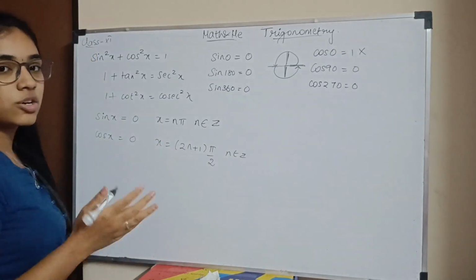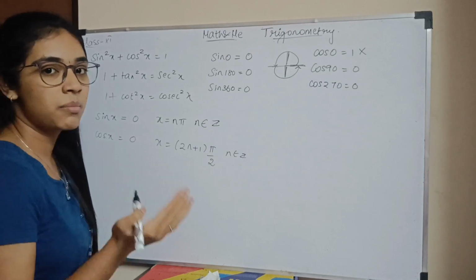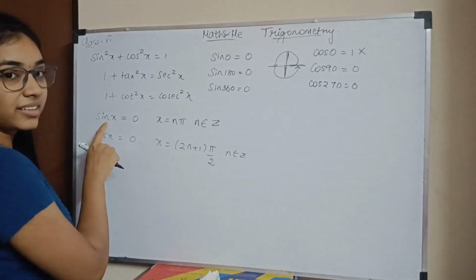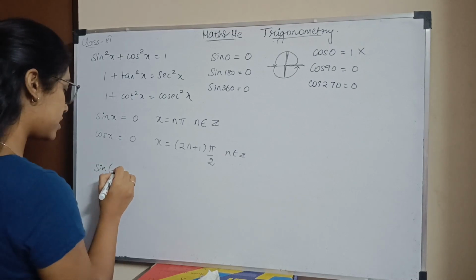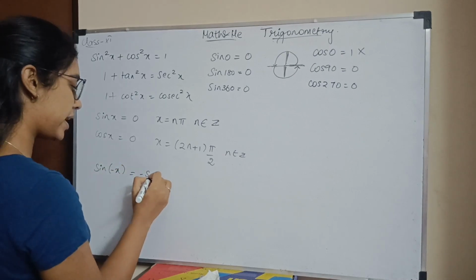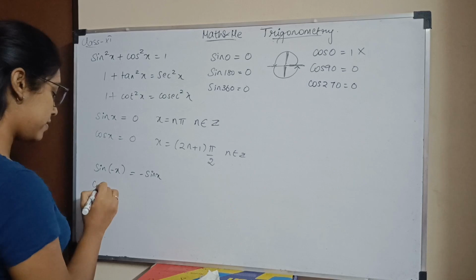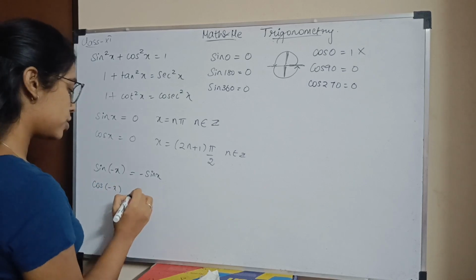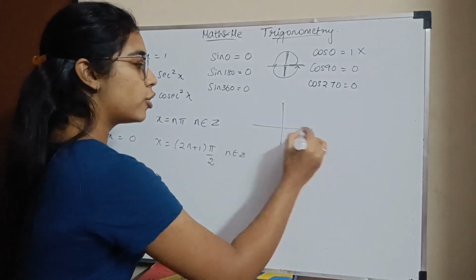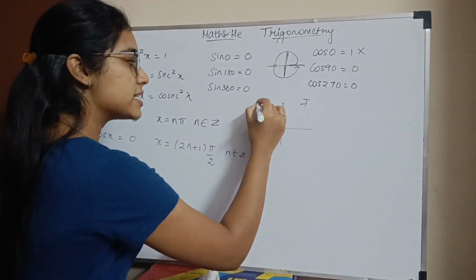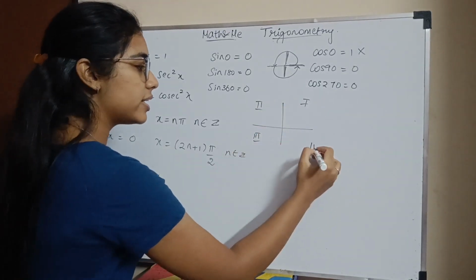Another thing is the signs of your functions. What is sign, plus or minus? This is not the sine function, it is S-I-G-N. So when you have sin of minus x, it will be minus sin x. When you have cos of minus x, you have cos x. Why is this so? You have 4 quadrants: first quadrant, second quadrant, third quadrant and fourth quadrant.